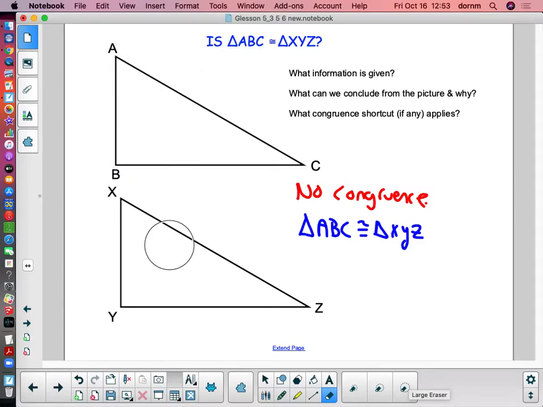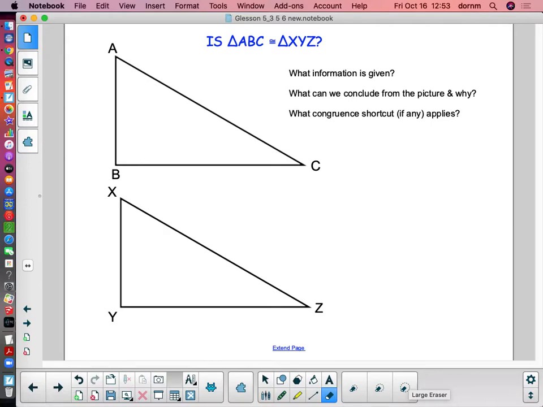All right. Now I'm going to give you one more. And this is going to be for your Edpuzzle question. So I'm going to give you something and you tell me, do I have congruent triangles and which shortcut? Okay?